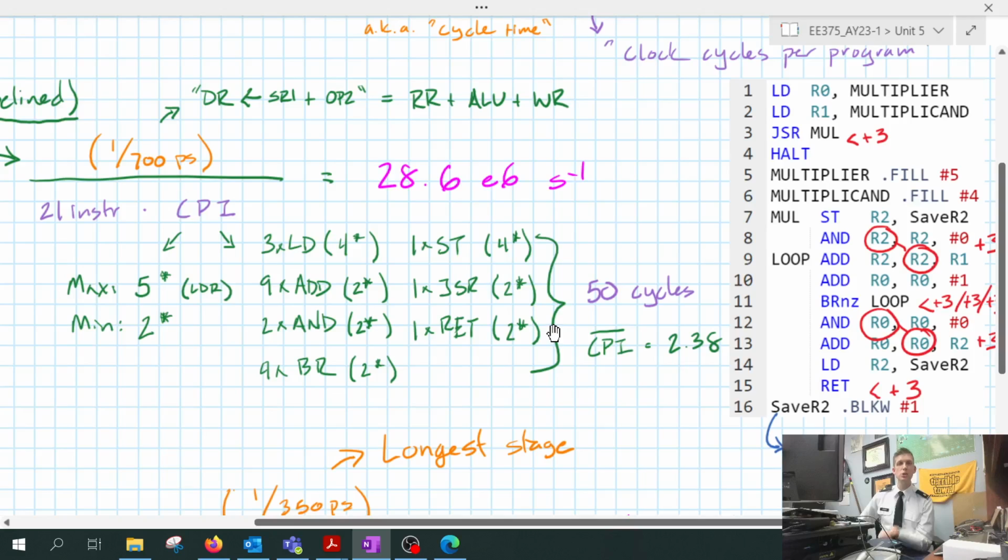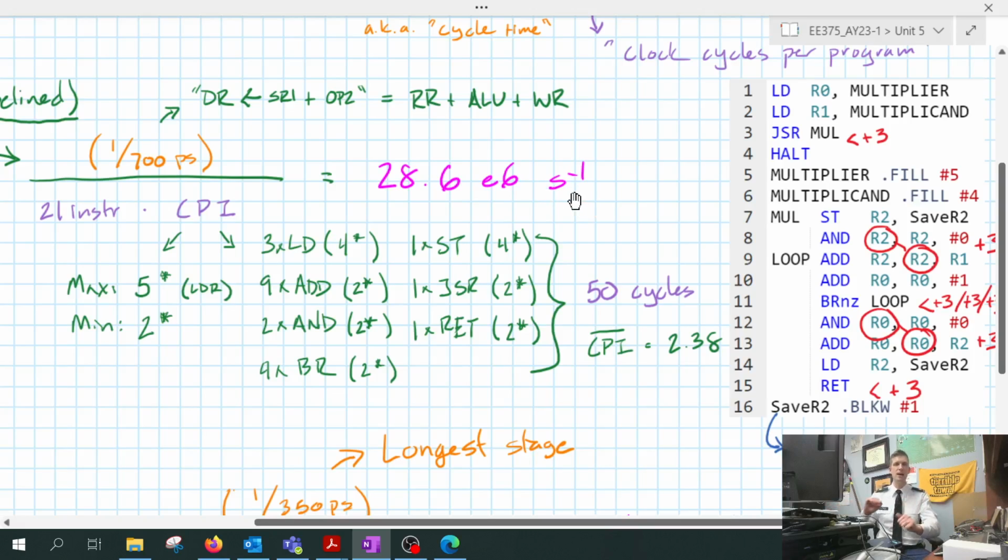And if I do that for each instruction in this program, what I get is that there are 50 clock cycles that occur in the execution of this specific program, from the first instruction here, loading R0, right up until my LC3 completes the return instruction and stops right here at the halt. We'll not include the halt just for the time being. And so if I calculate that right, 1 over 700 picoseconds divided by 21 times 50 clock cycles, I get the value 28.6 million inverse seconds.